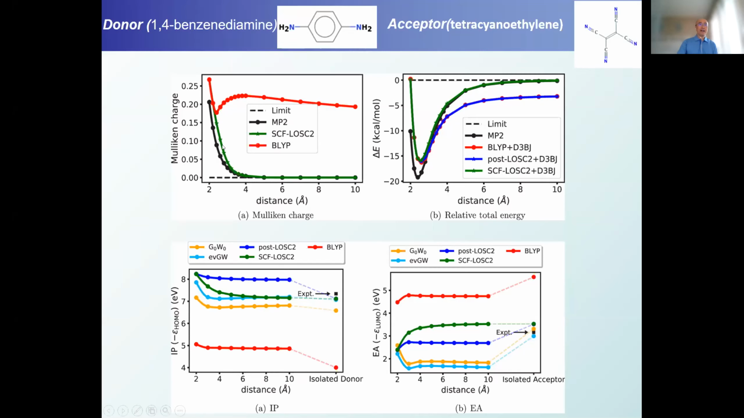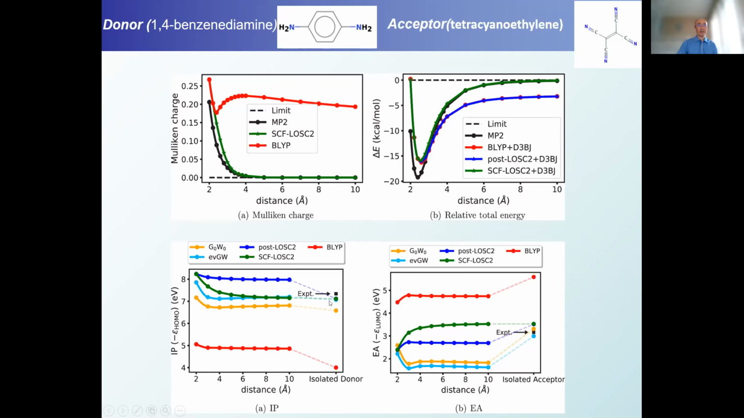For the molecular charge, of course, the DFA is wrong. Self-consistent lOSC gives you correct answers. The energy too is perhaps the same story, but the most interesting part is the energy level. At infinite separation, the donor ionization energy must be the experimental ionization energy of the C60. So this is the black dot here. That's where we know the answer.